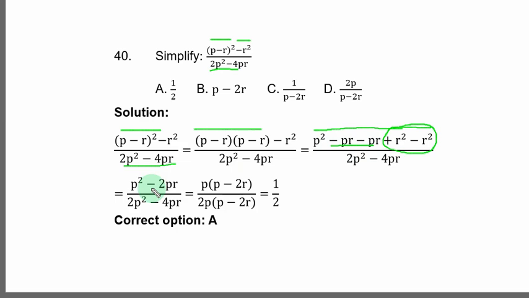Next thing is to factorize. From the numerator, p is common. Factor out p, you are left with p minus 2r. The denominator, 2p is common. If you factor it out, you are left with p minus 2r as well. So these two terms cancel this. p also cancels p. You are left with 1 over 2. So A is the correct option.